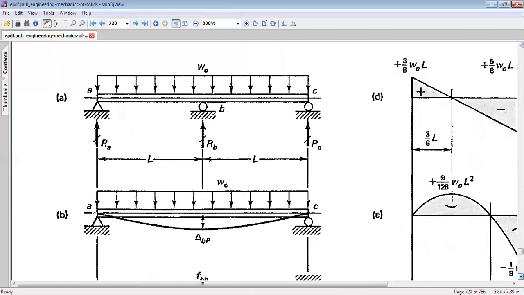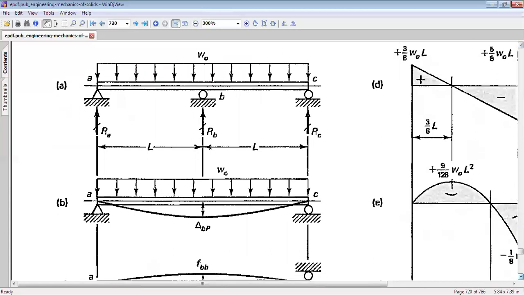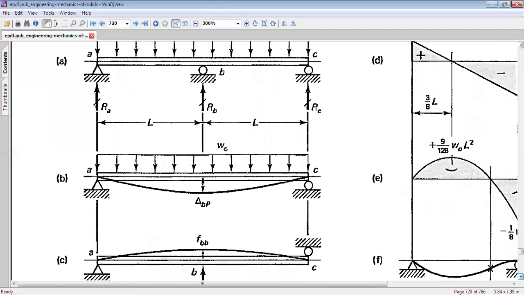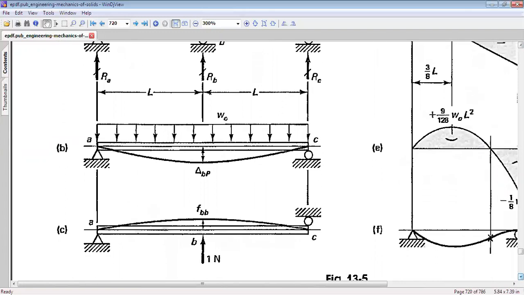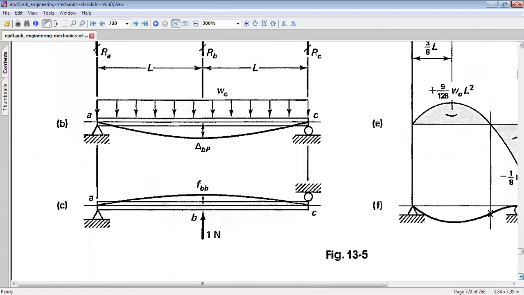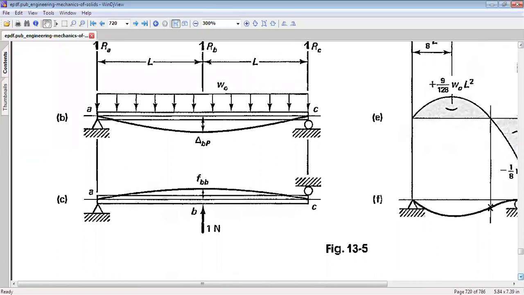So in this beam, first of all, we will remove the reaction RB, and this system would become statically determinate, and we will find delta BP. Thereafter, we will remove all the external loads and apply a unit force at location B, and we will find out fBB. And then we will use the compatibility equations. That's all.